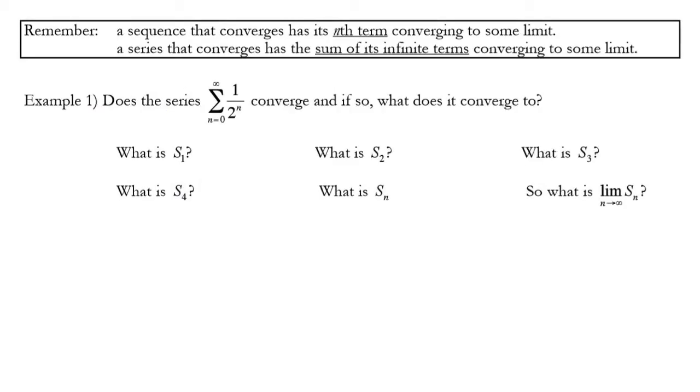Okay, now we're going to look at a sequence that converges, has the nth term converging to some limit. That's kind of a lot for us to remember, but we'll get the hang of it. A series that converges has the sum of its infinite terms converging to some limit. So we're going to look at some of these partial sums and see what we are getting ourselves into. We say partial sum because I'm not going to sum up these infinite terms, so to speak. We're just going to look at a partial set of them.